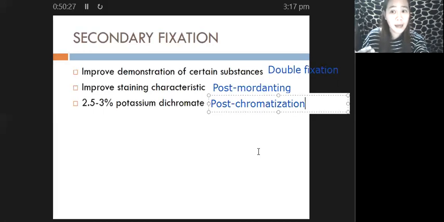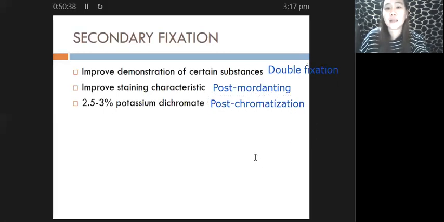Okay, so what is again the purpose of post-chromatization? It is to improve the staining characteristic of your tissue sample. Okay, so these are the different secondary fixation techniques or procedures that we can perform after your initial fixation. Okay, so after the entire fixation process, you are already ready to move on to the next step in your tissue processing.